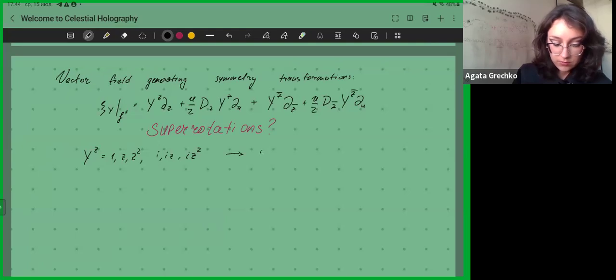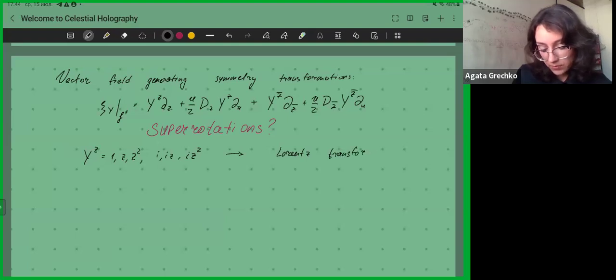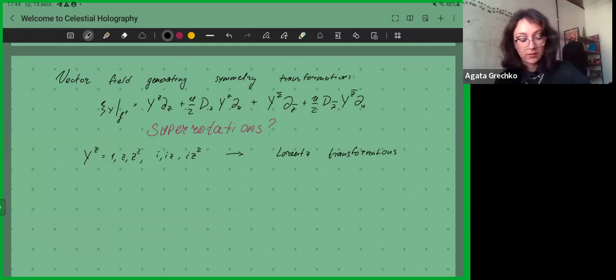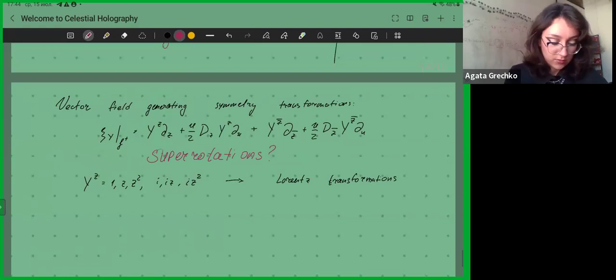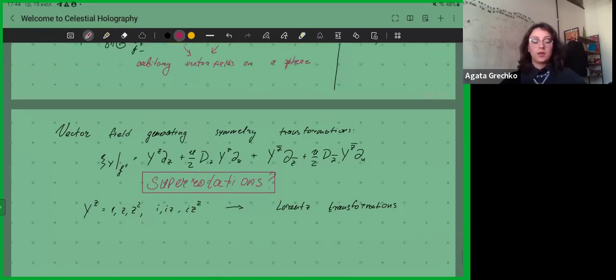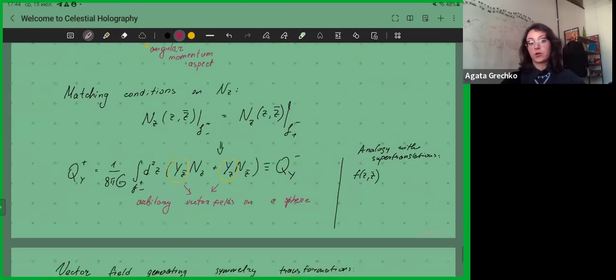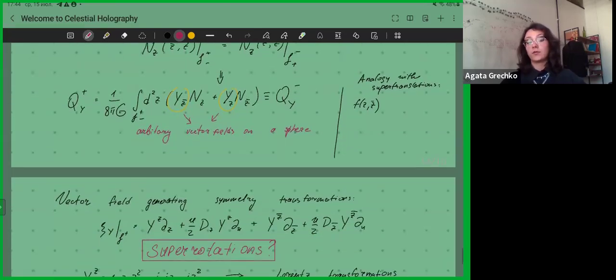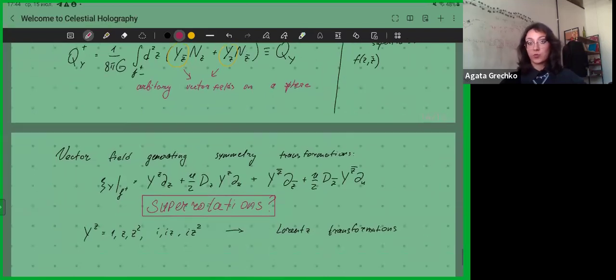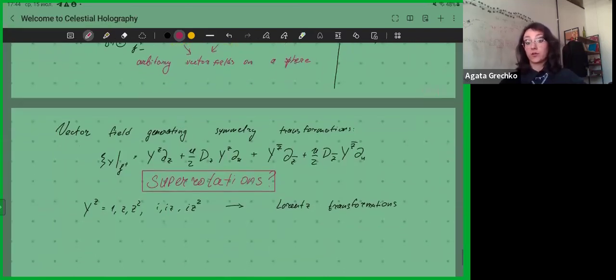So we get 6 Lorentz transformations, right? So these super rotations, this symmetry for our asymptotically flat spacetime, it's basically a generalization of the Lorentz group that works on infinity, on null infinity, as well as super translations was a generalization of translational symmetry.